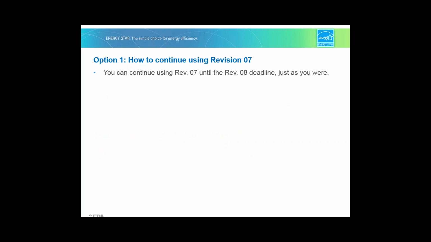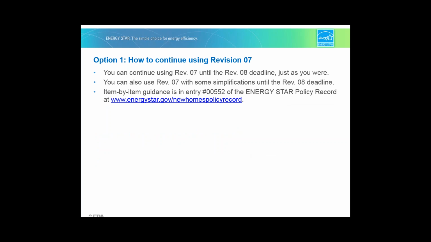Okay, so first option, if you really want to, you can keep using Revision 7 for all homes permitted prior to July 1st, 2016. You can also use Revision 7 with some simplifications from Revision 8. And you can find details about which simplifications these are in our policy record at the link here. This will show you basically how to use Revision 7, but take advantage of some of the improvements in Revision 8.